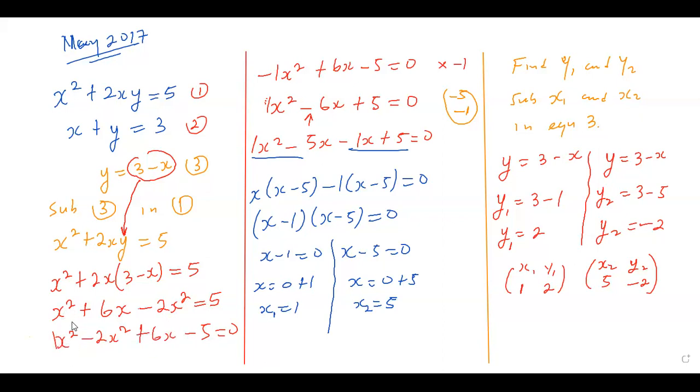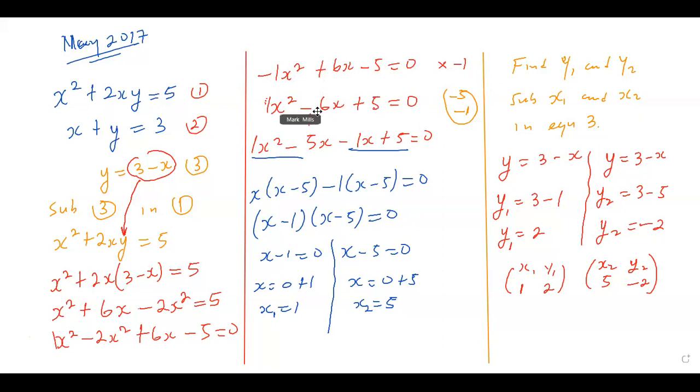So you have 1x squared minus 2x squared plus 6x minus 5 is equal to 0, right? This gives negative 1x squared plus 6x minus 5 is equal to 0. But because we want to make the coefficient of x squared positive, we multiply everything by -1. So -1 times -1 will give me positive x squared. -1 times positive 6 becomes -6. Then -1 times -5 becomes positive 5, is equal to 0.